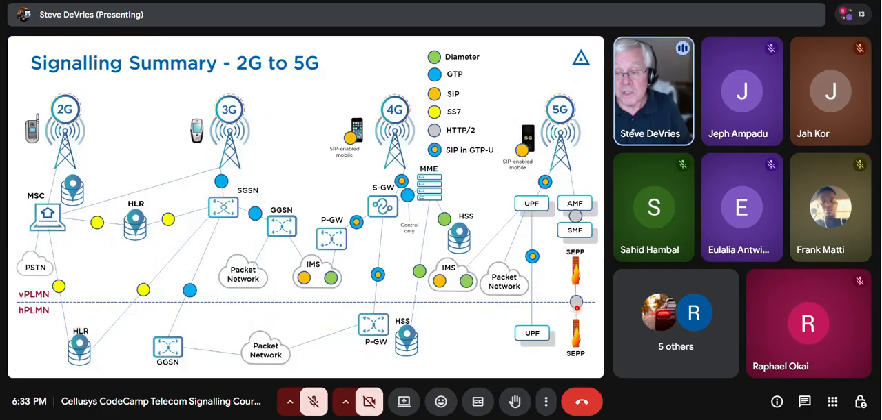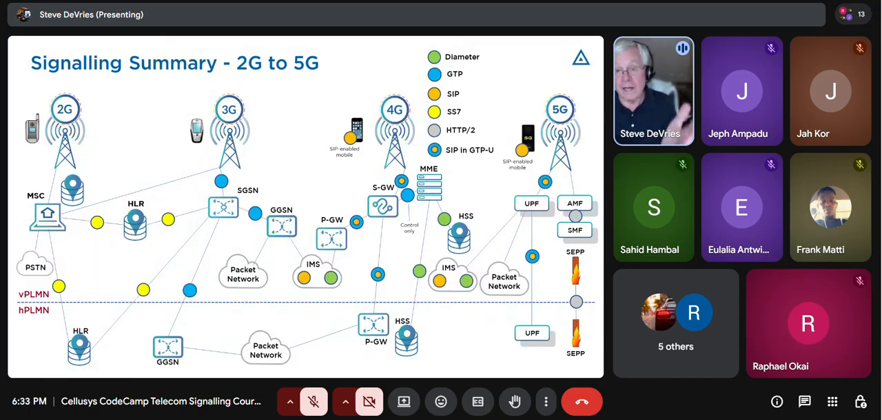The other thing about this, we haven't talked about this yet, but signaling between a 5G system and the home system goes through this device now, this firewall, the SEP, Security Edge Protection Proxy. All signaling goes through a secure firewall. That's different from 2G, 3G, 4G. It's mandated in 5G that all signaling goes through this secure firewall called the SEP, Security Edge Protection Proxy.